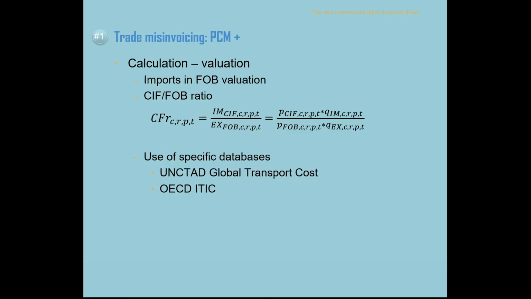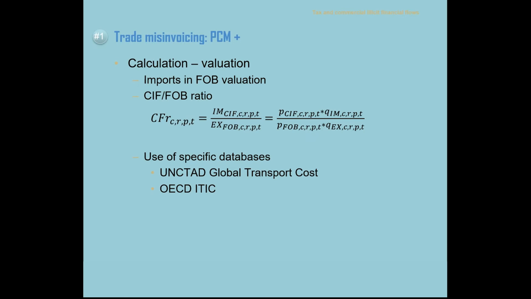The next step, so the second step that we are going to address in obtaining, let's say, a clear measure of illicit financial flows using the trade asymmetries is to review the differences in valuation. So imports and exports are differently valued.